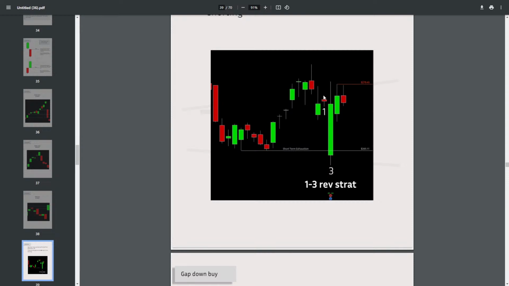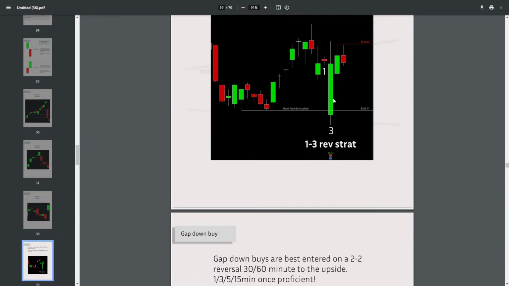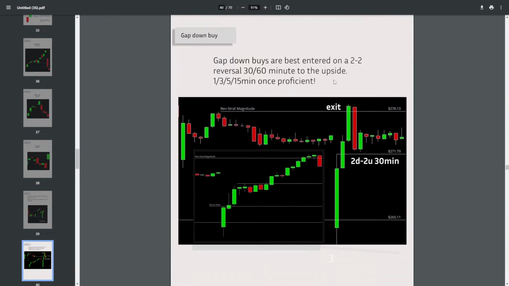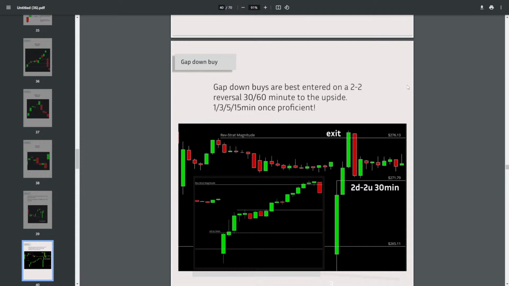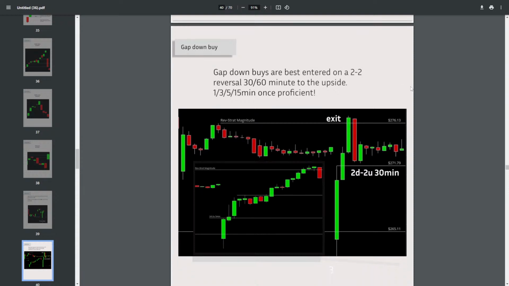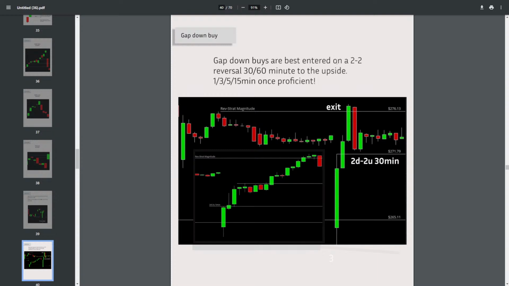And notice how the magnitude of that is gigantic, right? The 1-3 rev strat, the magnitude's way up there. So any 30-60 signals down in here is something we're looking for to cause that 3 to occur. And as far as entering, when we are looking at gapping setups, we want the 30-60s. So on a gap down buy, what you're looking for is a 2-2 reversal back up on the 30 or 60 minutes.